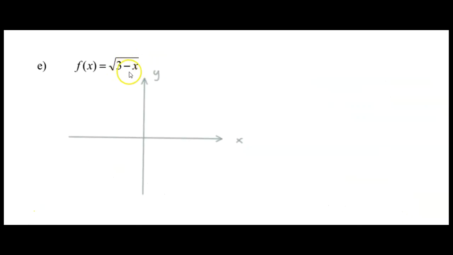So you have square root of 3 minus x. Firstly, I will get my domain first. So solve for this inequality, you get negative x greater than or equal to -3.